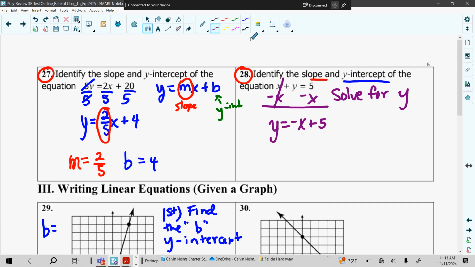Okay, so looking at this equation, what is m? Oh, so close. The invisible one. m is the negative 1. And what's the b? 5. Yeah, b is 5.